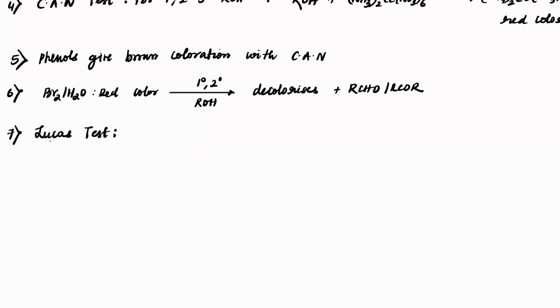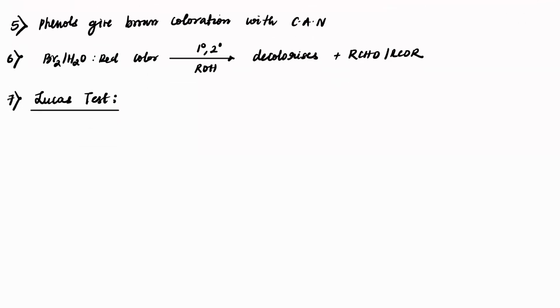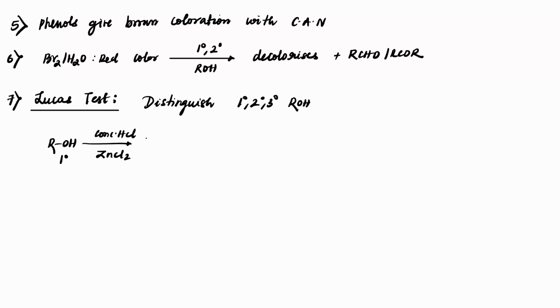The seventh one is the Lucas test. Lucas reagent test. We have come across that before, right? The Lucas test is mainly to distinguish 1 degree, 2 degree, 3 degree alcohols. To distinguish these three, we use the Lucas test. If you recall it quickly, if it is a 1 degree alcohol with concentrated HCl and anhydrous ZnCl2, you're expecting RCl formation, which is very slow. So hardly will you observe any.